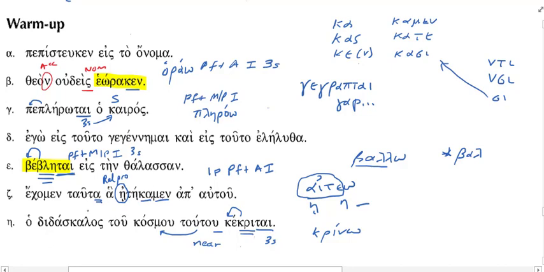I prefer something like ho theos tou kosmou toutou kekritai. That would be the God of this world has been judged. But I didn't get to write the exercises here, did I?